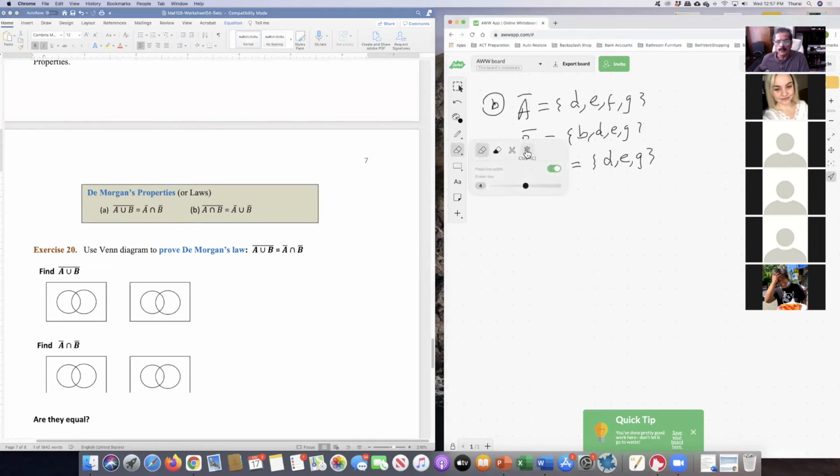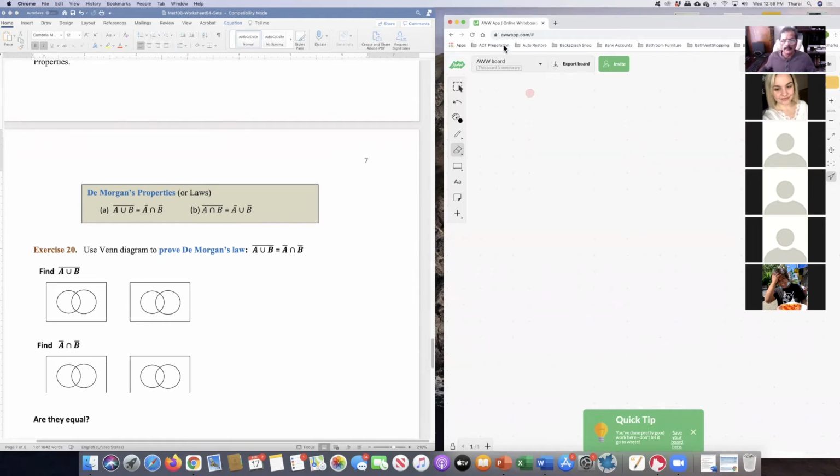So let me clear the board. But right now we are verifying the first De Morgan's law. So we need to find A union B bar first. In this picture, I will show you the A union B bar. This is A and B. So A union B is A and B combined, right? So what should I shade for?